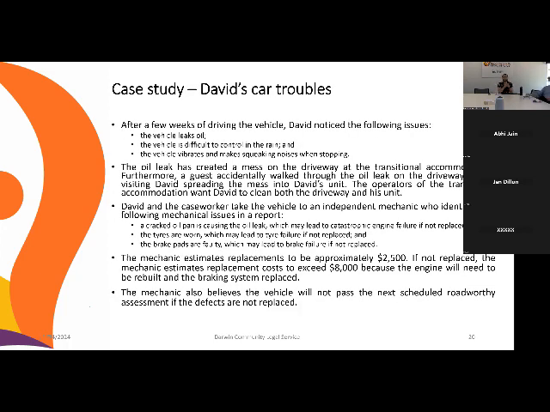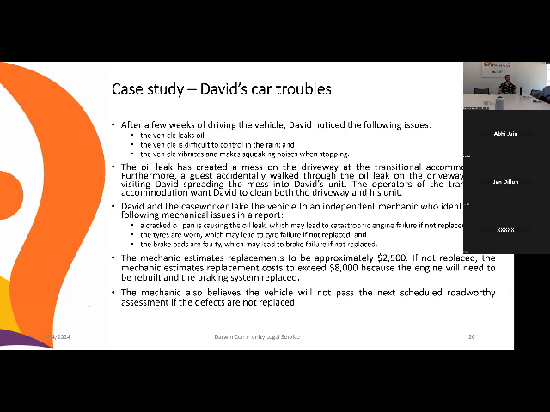So if we just go back to David's car troubles, now he's got the vehicle, last we spoke, or last we saw David. Now a few weeks have passed and he's been driving the vehicle and he's been noticing some issues. So the first one is that the vehicle's leaking oil. The second is that it's difficult to control in the rain. And the final issue is that it vibrates and makes squeaking noises when stopping, which is very concerning.